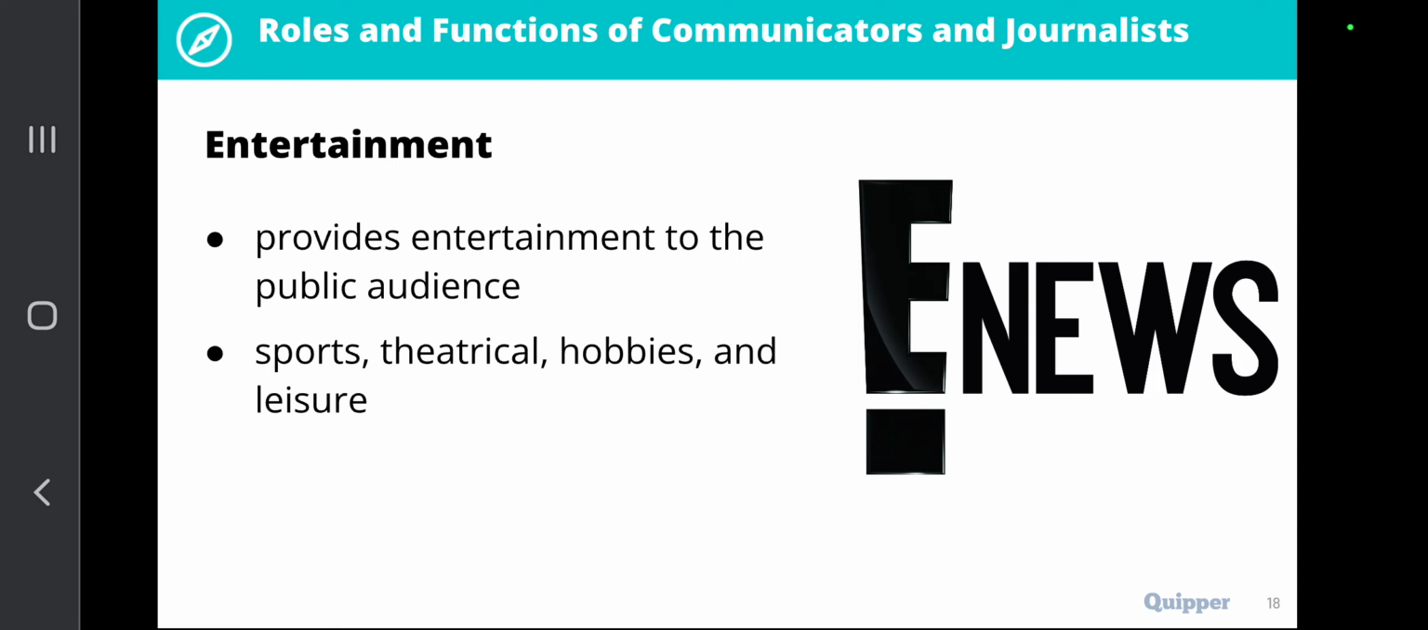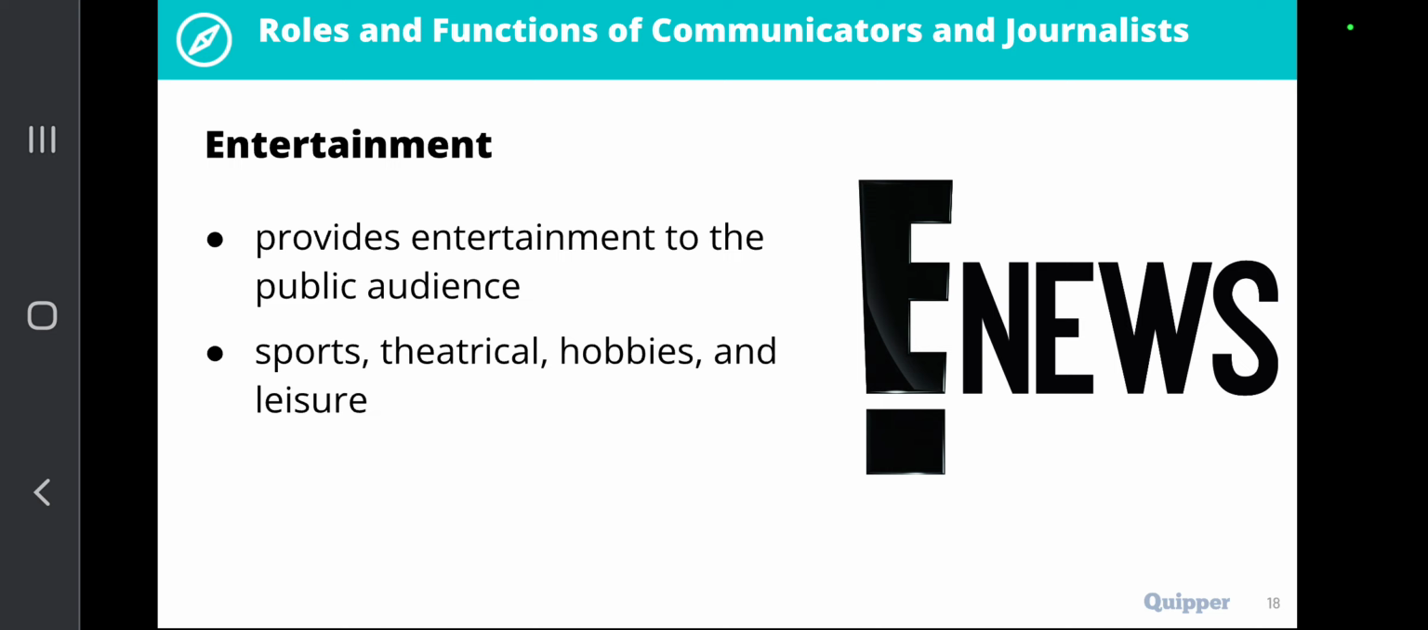When you provide entertainment to the public or to a particular audience, be it sports, theatrical, hobbies, leisure, vlogging, whatever it may be, you also need to be ready for the backlash that you're going to receive. It is the same in other roles and functions of communicators and journalists. There are always reactions that do not suit your objective, that do not suit your expectation, and ultimately do not suit what you want to happen, right? But ultimately, one role and function of communicators and journalists is to provide entertainment in various forms, according to the interests of people.